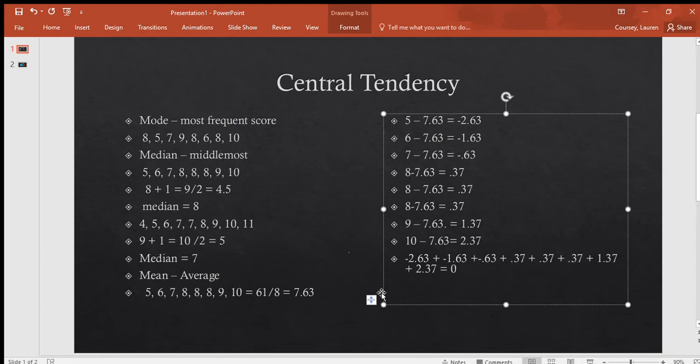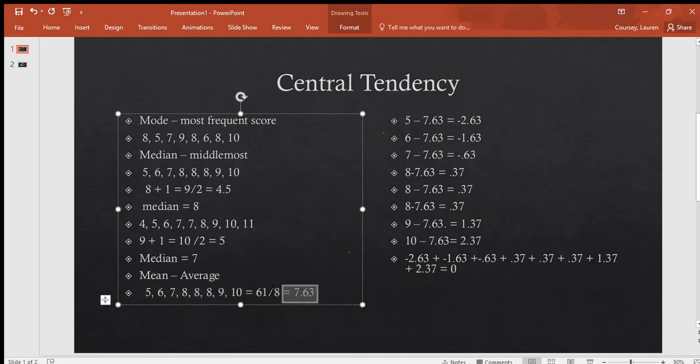Right? And we'll talk a lot more about deviation scores and the importance of deviation scores in later chapters. So this is an important thing to understand conceptually, what's meant by a deviation score and how we might be able to use those deviation scores to tell us something about central tendency, right? Or its relation to the mean or the average score.